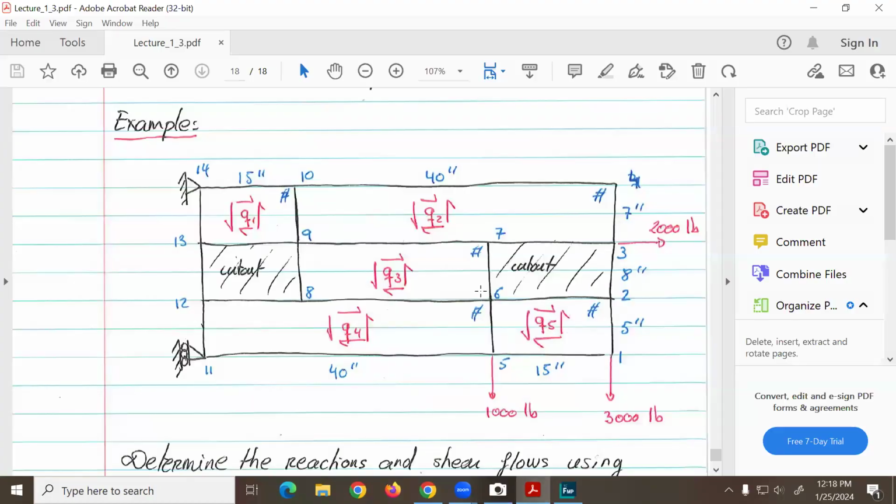But if you want, let's look at something here. We didn't do it here, but for example, in all this structure, let's look at the members 14, 10, and 4. This member here should be what? Let's look at this one, 14, 4. I understand it should be in tension or compression due to this loading.